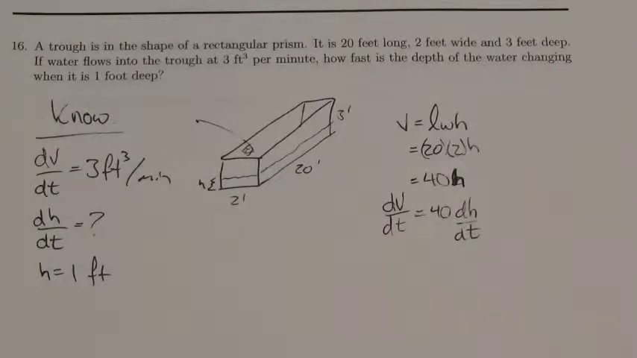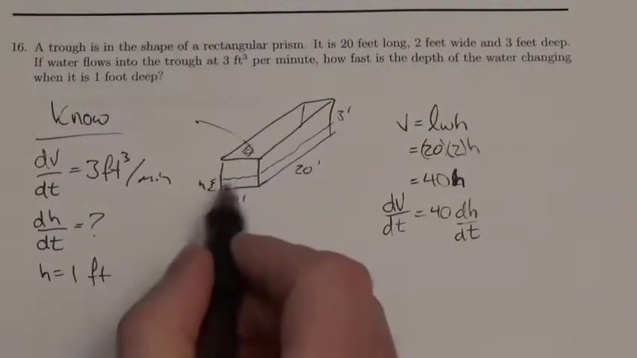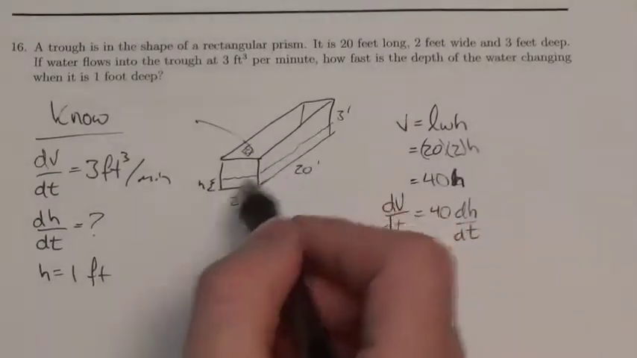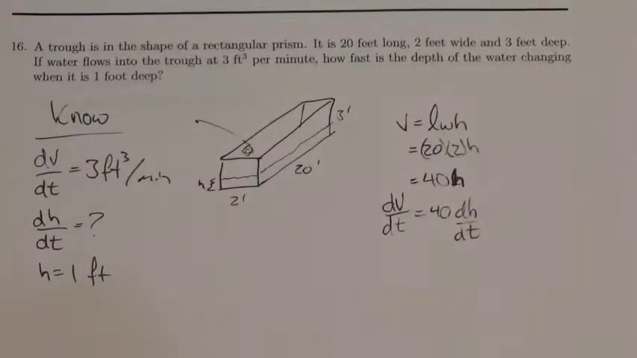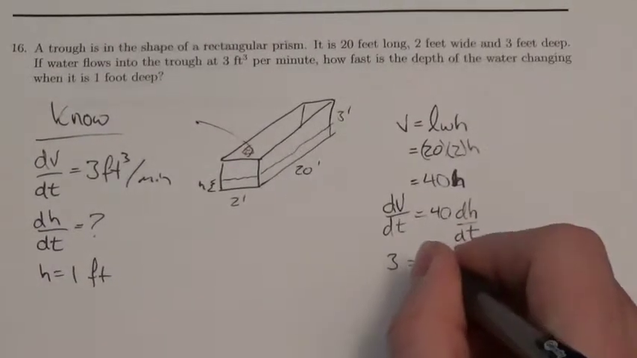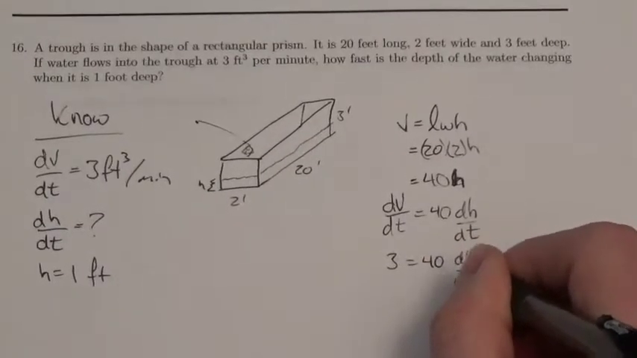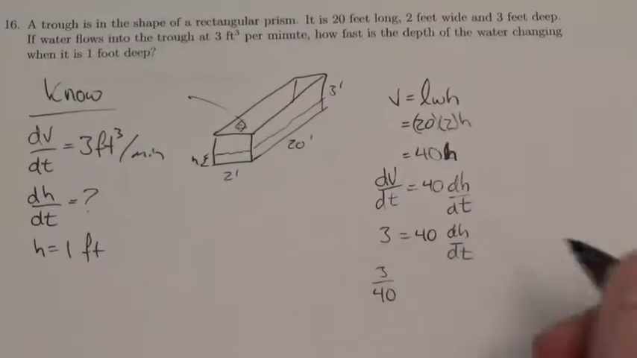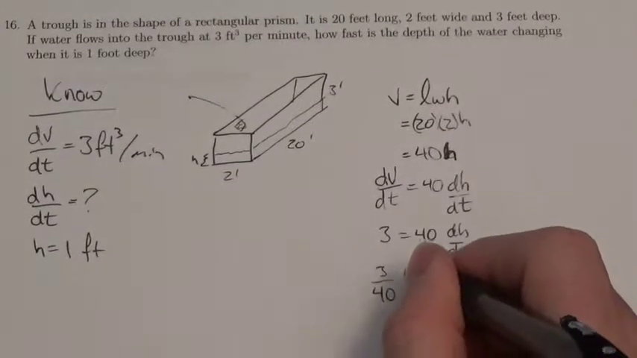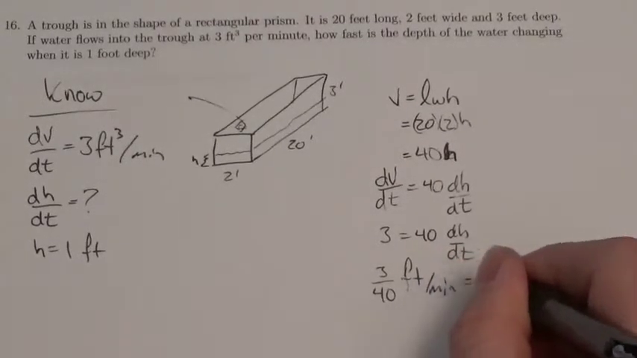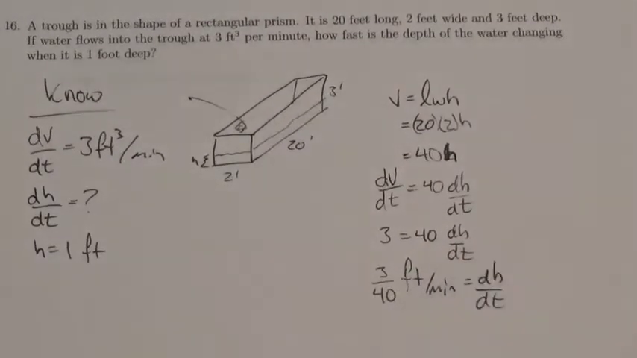As long as you keep pumping in the water at a constant rate, it's going to rise at the same rate. And that's because the dimensions of the shape here, in terms of the length and the width, don't change. Okay? And so now we know that this is going to be 3 equals 40 dH by dt, and so then we divide and we get that it's going to go up by 3/40ths of a foot per minute. Actually, I'll do it like this, 3/40ths of a foot per minute, and that is my dH by dt.